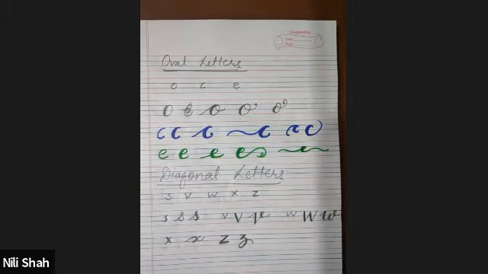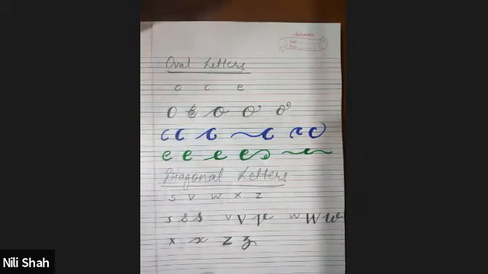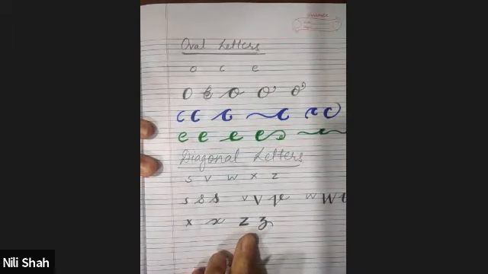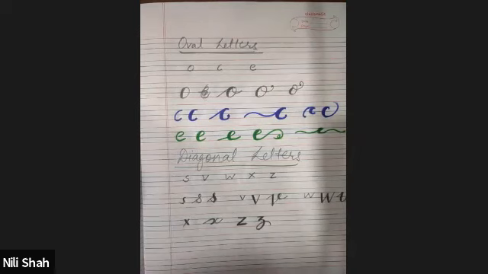First, you have to practice the basic letters. Then you have to start adding thickness. Yes, this is Z. Add thickness to your downward strokes, and that will give you your beautiful letters. Yes, I'll share the pictures of capital letters also, and I'll share the numbers also.